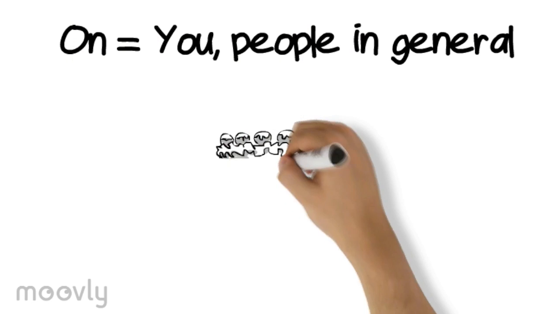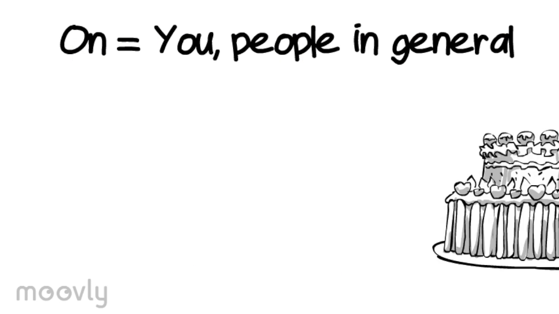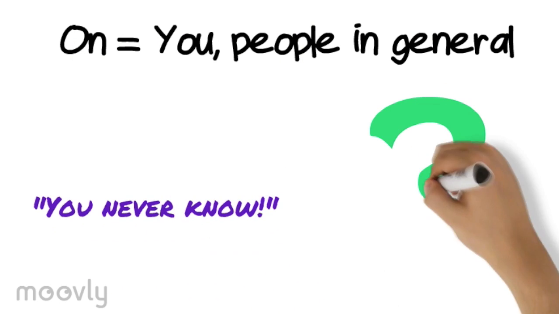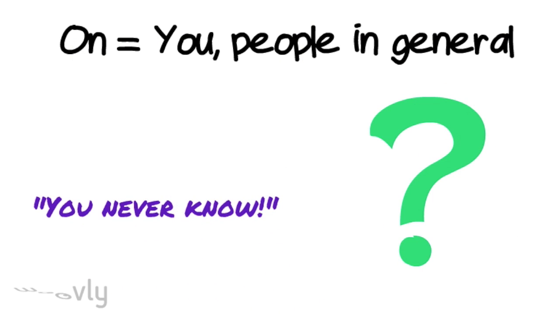On can also mean you. Remember how we said that it meant one or people in general? In English, we also use the word you for those things, like you can't have your cake and eat it too, or you never know. I'm not actually saying you personally never know anything. That would be rude. I mean you as in people can't always tell what will happen.